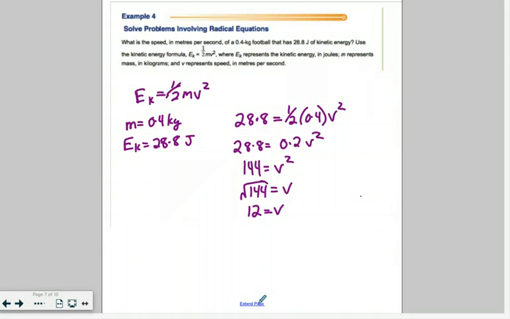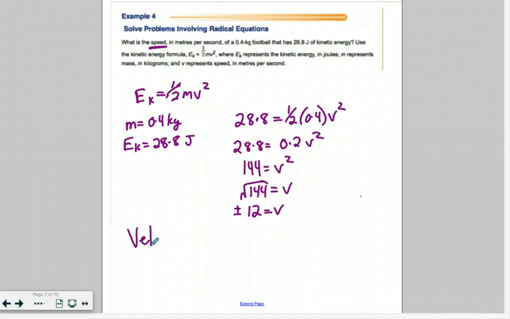Now again, when we square root something, there are positive and negative answers. There's positive 12, or there's negative 12. And since velocity has magnitude and direction, you could consider that the velocity could either be 12 meters per second going forwards or 12 meters per second in the negative direction. So it could be negative. But since the question has asked us about speed, we know that speed is always positive.